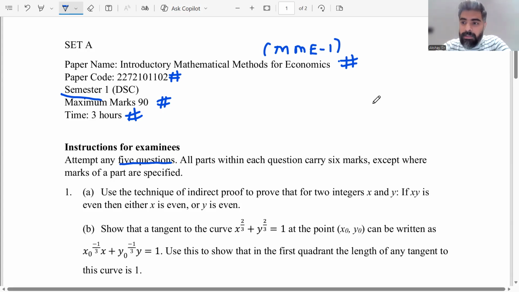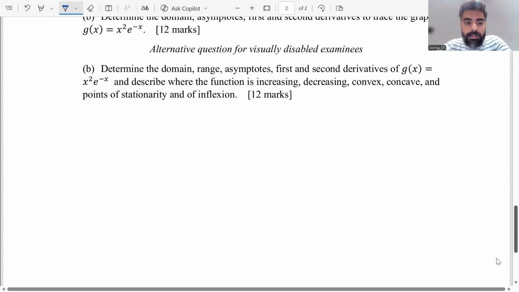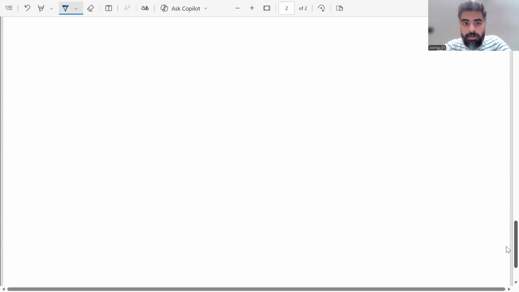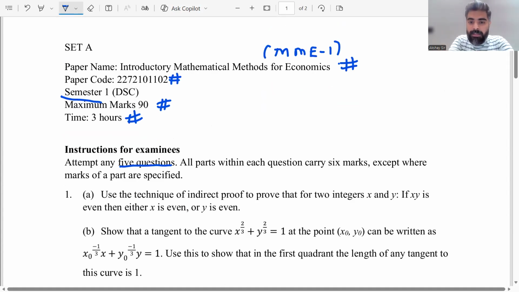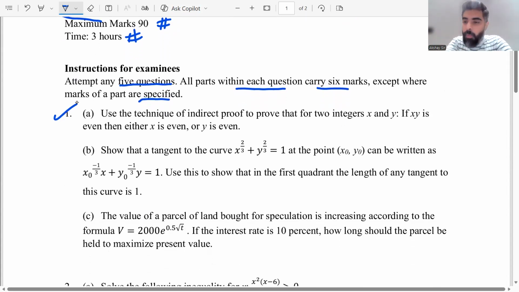In totality you have 6 questions, and you need to attempt any 5 questions. All parts within each question carry 6 marks except where the marks of a part are specified. So almost every part within a question is for 6 marks. In this online lecture I'm going to start with question 1 and solve parts A and B.